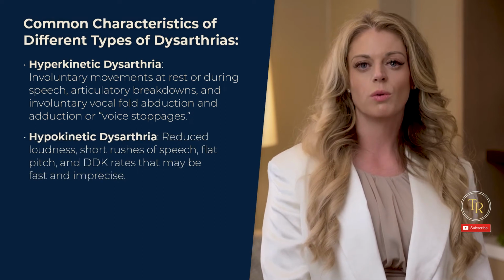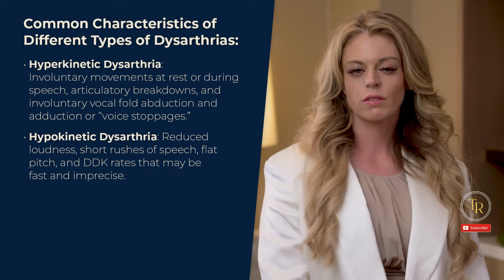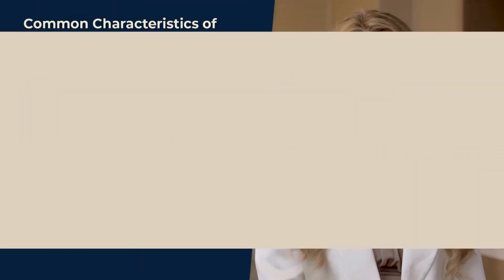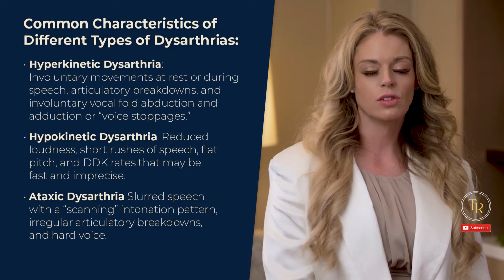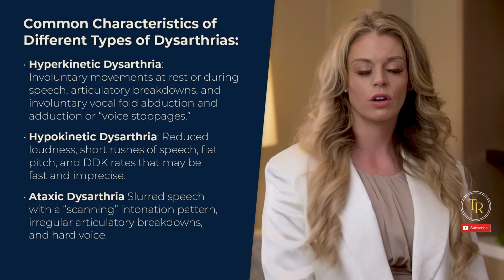Hypokinetic dysarthria will commonly present with reduced loudness, short rushes of speech, flat pitch and DDK rates that may be fast and imprecise. Ataxic dysarthria is often characterized by slurred speech with a scanning intonation pattern, irregular articulatory breakdowns, and hard voice.